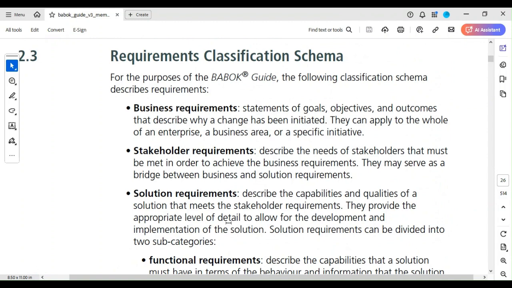They can apply to the whole of an enterprise, a business area, or a specific initiative. That is the business requirement: a statement of goals, objectives, and outcomes that describe why. So, whatever describes the reason a change needs to be initiated. This can be applied to an enterprise, a particular business area, maybe in your telecommunications company, the marketing area, or the digital area, okay, or a specific initiative. It can be initiative specific. Remember, tactical, strategic initiative, okay?